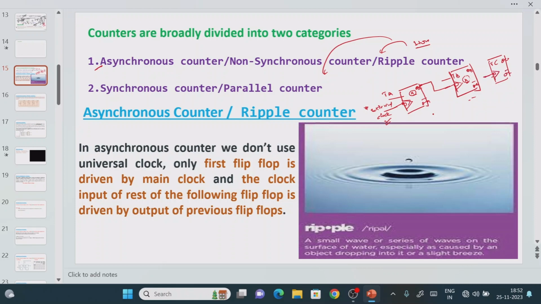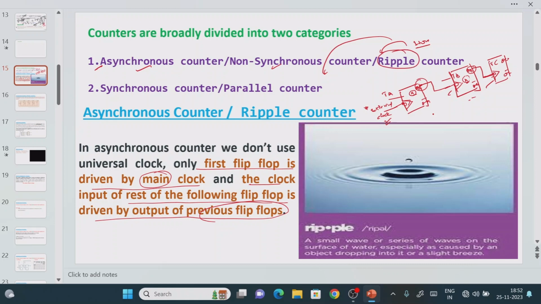Now how to connect this clock pulse value, right? Output of the previous flip-flop. So the definition is, only the first flip-flop is driven or triggered by the external clock pulse or main clock pulse, and the clock input of the rest of the following flip-flops is driven by the output of the previous flip-flop. This is called the asynchronous counter or non-synchronous counter. Now what is the meaning of ripple counter, why they have given this name?